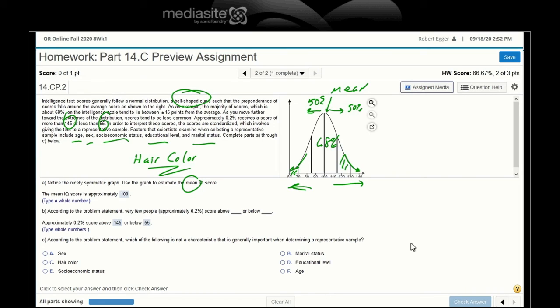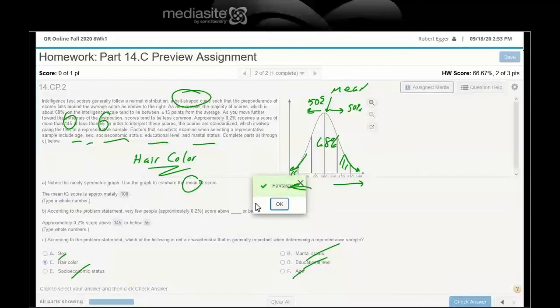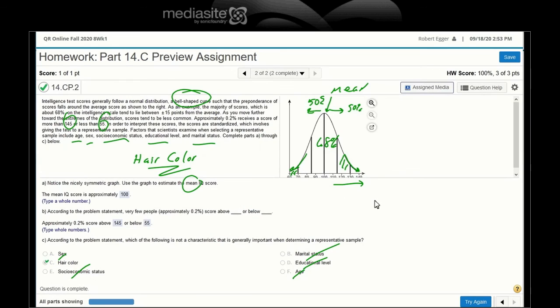According to the problem statement, which of the following is not a characteristic that is generally important when determining a representative sample? We have age, we have sex, socioeconomic status, education, marital status. What's not there? Hair color, finally.